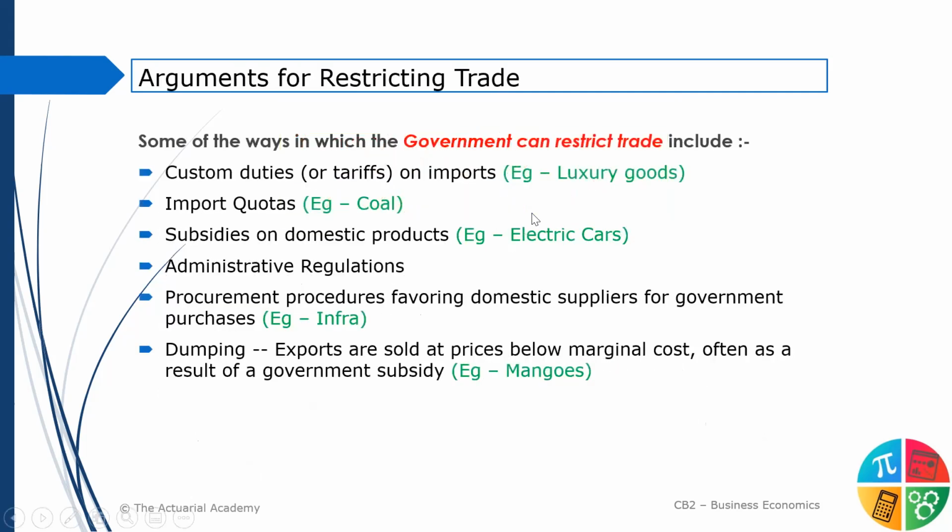Moving on to arguments for restricting trade. Like I mentioned in the first lecture of this chapter, India did not allow global trade before 1992. After 1992, after the introduction of liberalization, privatization, and globalization, the Indian economy opened up and foreign companies came in, and Indian companies also started exporting goods.